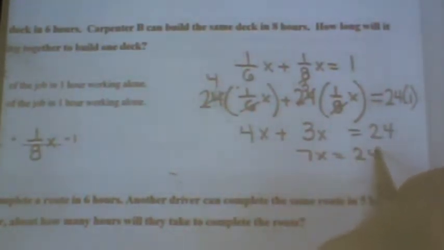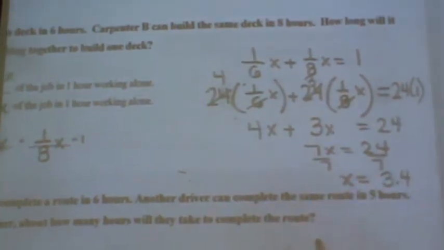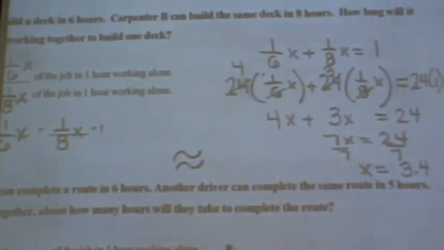7x is 24. You're going to convert 24 sevenths to a decimal. It's about 3.4 hours. So approximately, we use a squiggly equal sign.